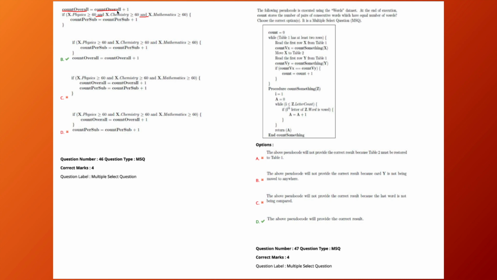So in that case, we're going to increment count per sub by 1. So this algorithm is actually correct. This logic is correct, which means that A is also a correct answer. Now let's move on to B and see if B is a correct answer. We know it is, but let's see why it is the correct answer.